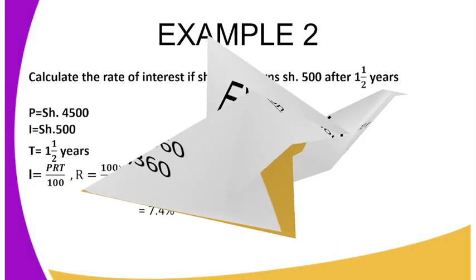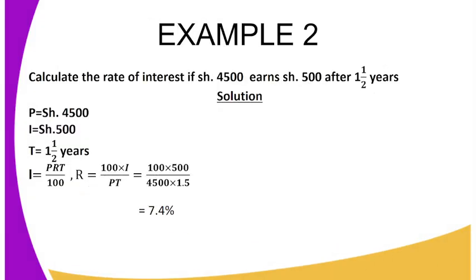19,360. In our example 2, calculate the rate of interest if shilling 4,500 earns 500 after 1.5 years. So here we've not been given the rate of interest, but we've been given the principal, which is 4,500, our interest is 500, and our time is 1.5 years. And we know that interest is equal to P times R times T over 100.